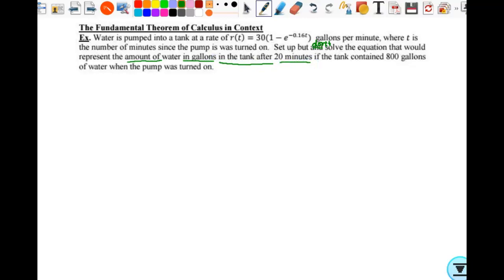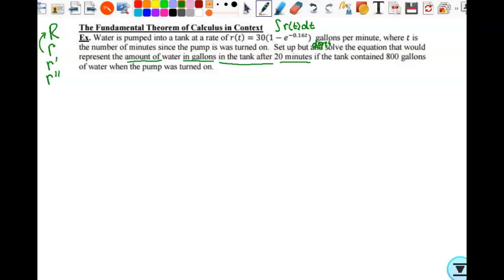It does not say the amount of water added to the tank. It says how much water is in the tank. Do you see the difference there? So that means I'm going to integrate R of T dt, this is what I get after I take the derivative, right? So what does R of T look like before I take the derivative? Remember what it looks like? If I have R prime, R double prime, what is this going to be? Capital R, big R, right?